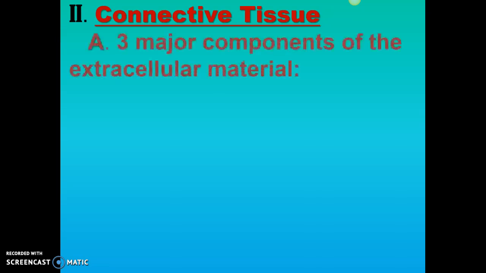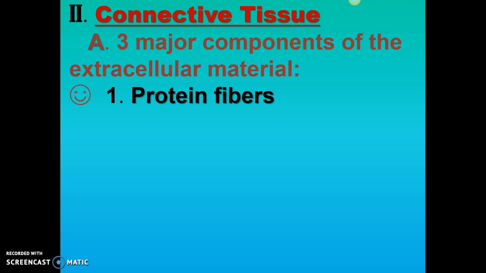There are three major components of the extracellular material. Okay, that means outside the cell. Connective tissues secrete stuff outside their cell, and we can classify them based upon this extracellular material. So one is protein fibers, like our cartilage has a lot of protein fibers out there, which makes it tough.